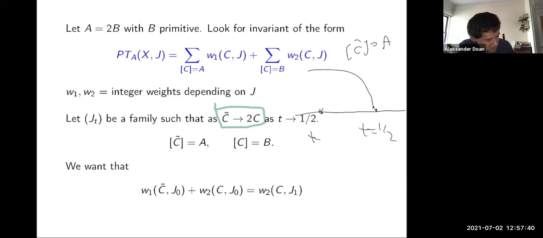So this was t equal to 0. This is t equal to 1. And before the collapse, I had one curve in the homology class C twiddle. Then it collapses, it doesn't exist anymore. And then I don't have any curves in the homology class A.